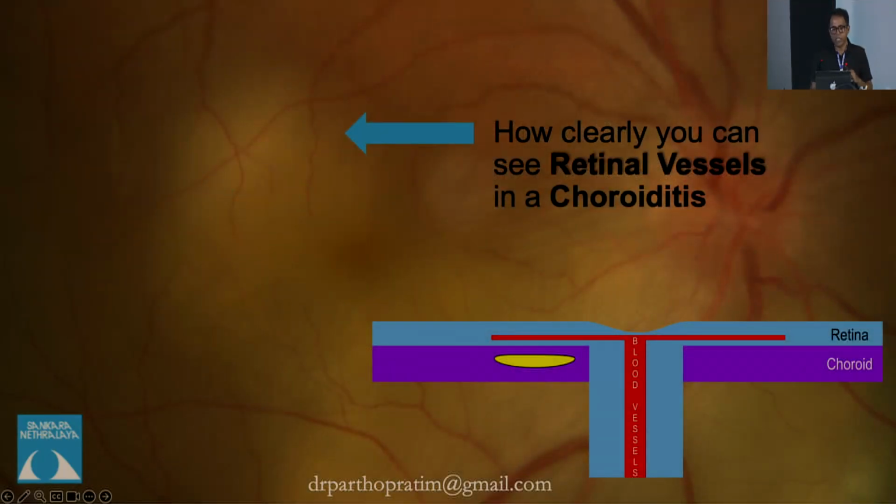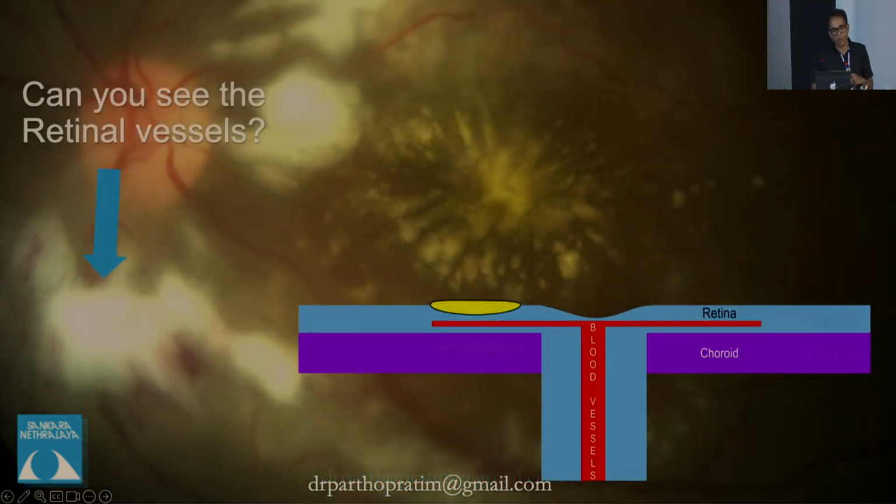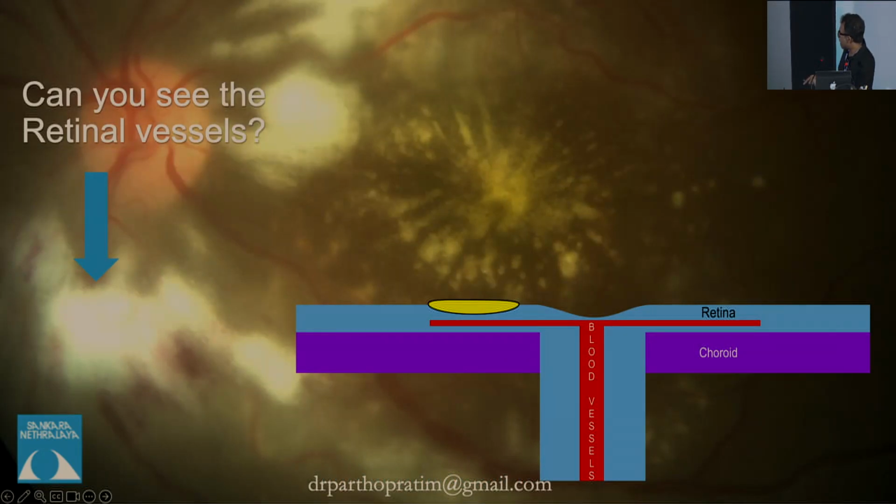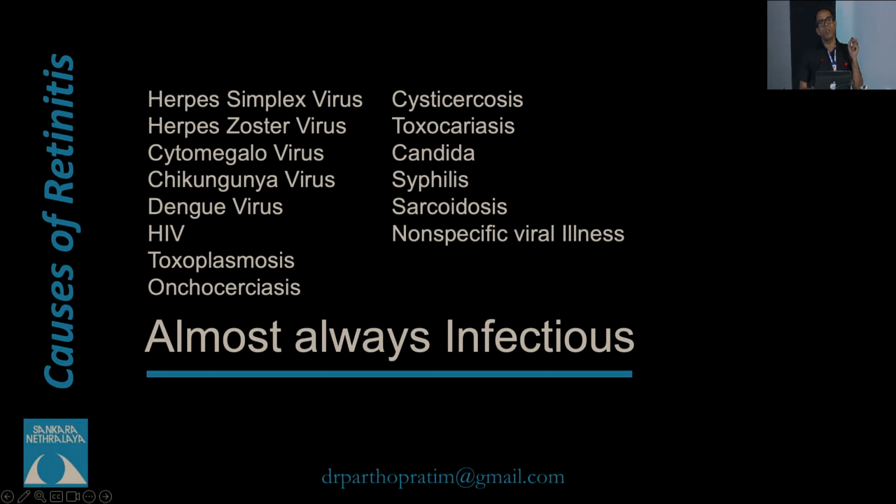Because if you see here, in cases of choroiditis, the lesion is here and the blood vessel is here. So here you can see the choroiditis lesion and you can see the blood vessels here. If you can see this kind of picture, then it is choroiditis. Similarly, if you can't see the blood vessels, like here, obscured, you can see here the retinitis lesion is here and your blood vessel is here. So then it is a case of retinitis. Clear?